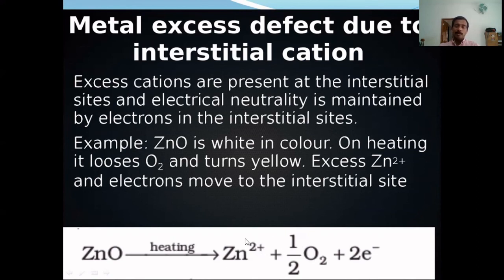Then Zn2+ has no place in the crystal lattice, so it will enter into the interstitial site. Then the electrical neutrality is not maintained. In order to maintain the electrical neutrality, these electrons also will enter into the interstitial site. So electrical neutrality also will be maintained. That is metal excess defect due to interstitial cation.